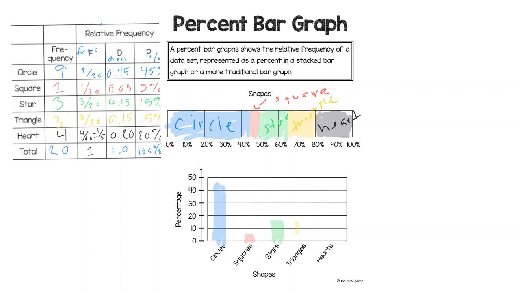Our triangle would also go to 15, and our hearts would go to 20. Either way, you're able to see the way that it is represented in that we're representing the frequency that each thing happened. We're doing it in these different ways.